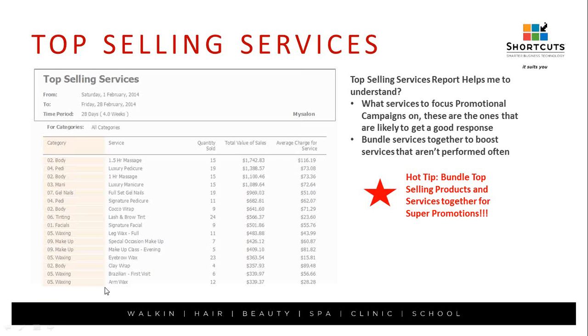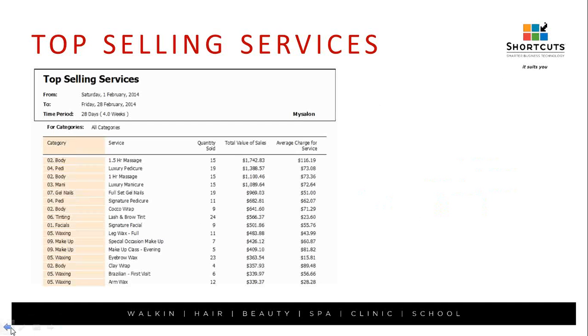So this report, if I just go back a step so we can see the report itself. So you'll see that it's breaking down our services. So we've got our category, we've got our services, our quantity sold, value of sales, and then the average charge for services. So the average charge for service may change.